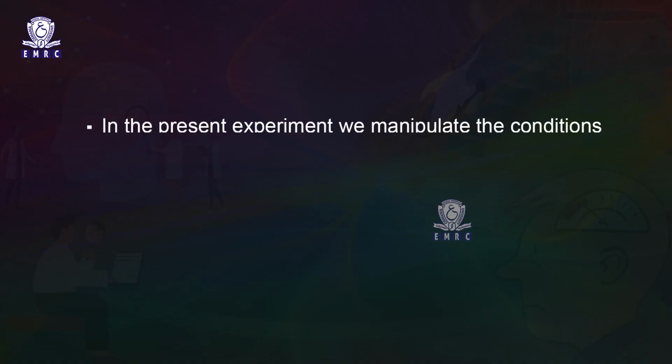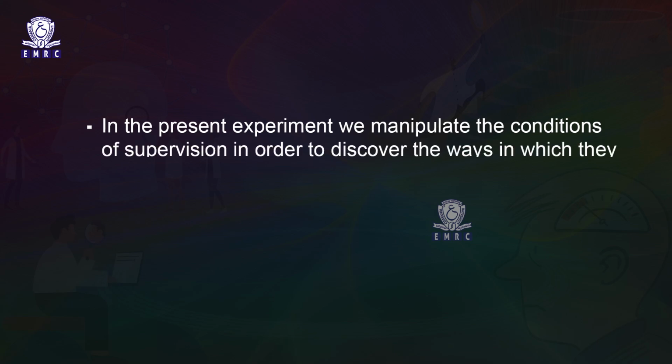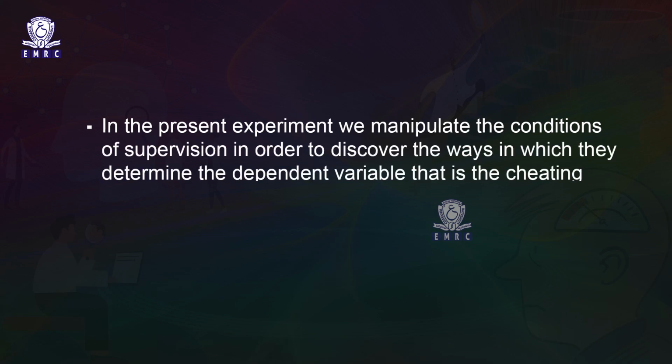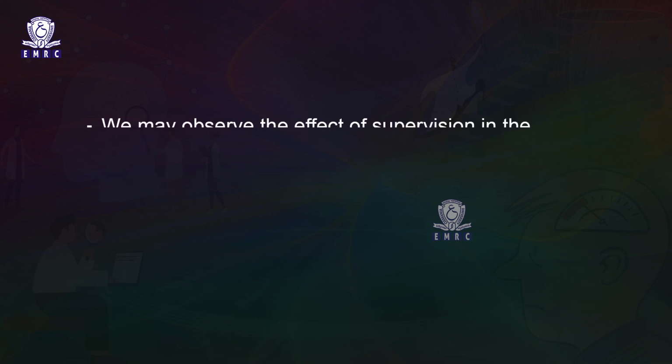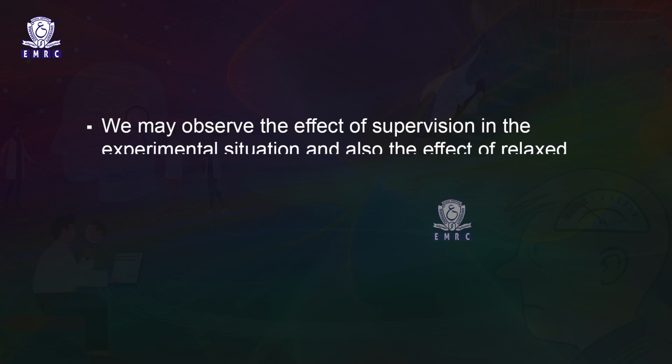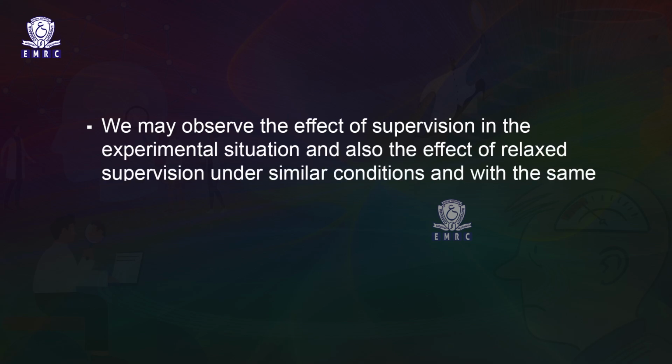In the present experiment, we manipulate the conditions of supervision in order to discover the ways in which they determine the dependent variable, that is the cheating behavior. We may observe the effect of strict supervision in an experimental situation and also the effect of relaxed supervision under similar conditions and with the same group of students.